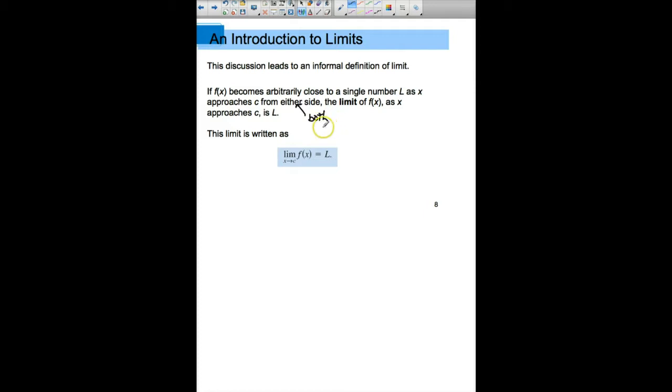It's not like one side or the other. So the y value has to approach the same y value from the left and the right of the letter c. Then the limit of f of x as x approaches c is L. So that's the formal definition, or kind of an informal definition.